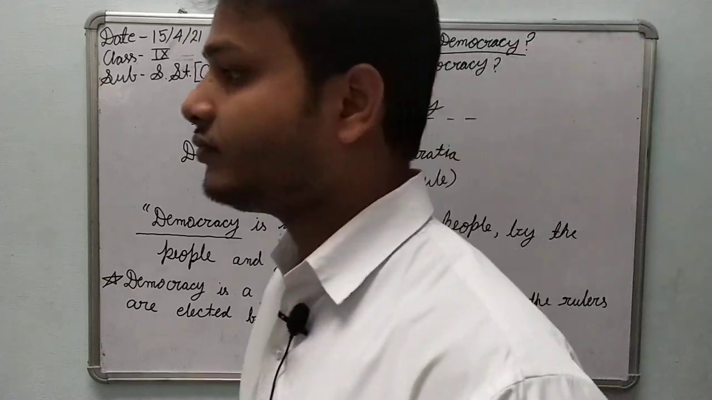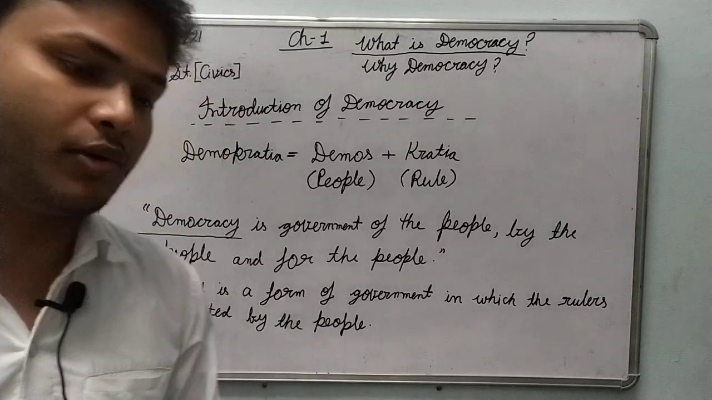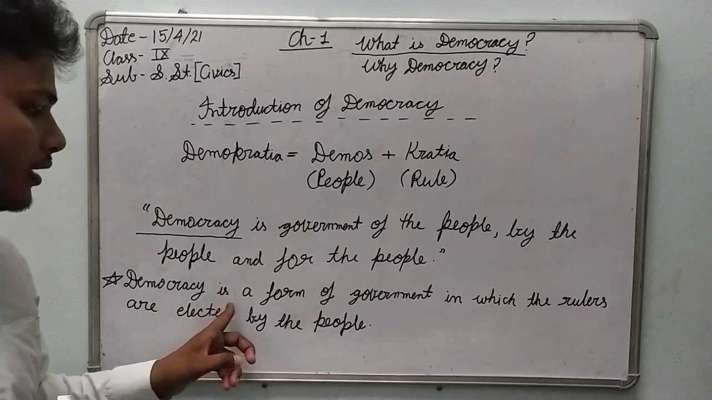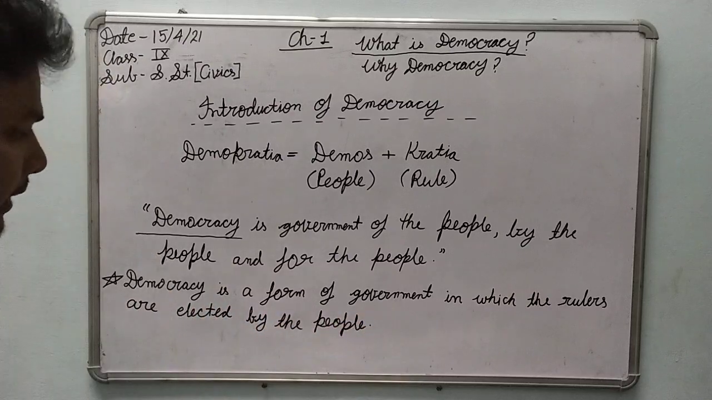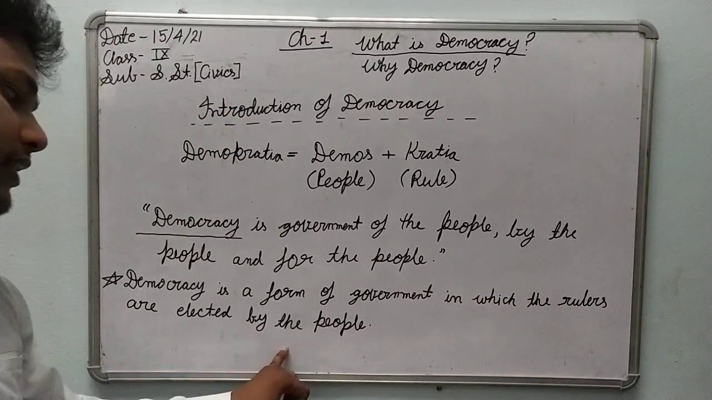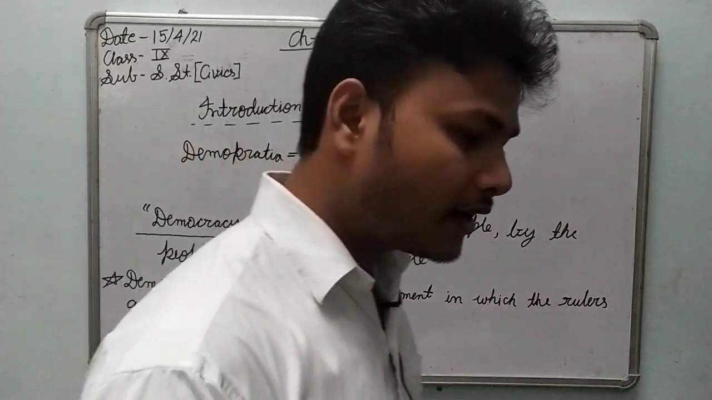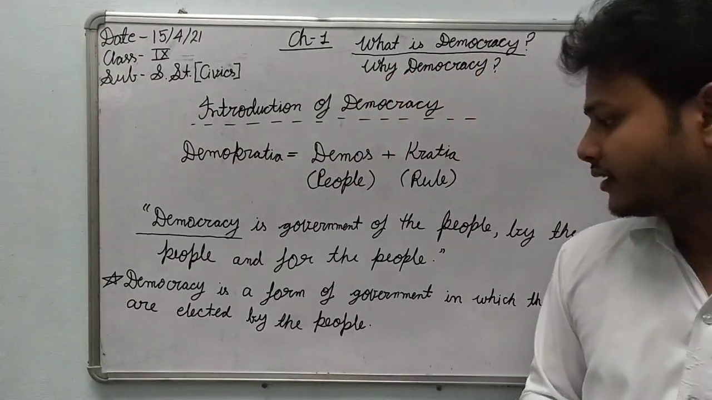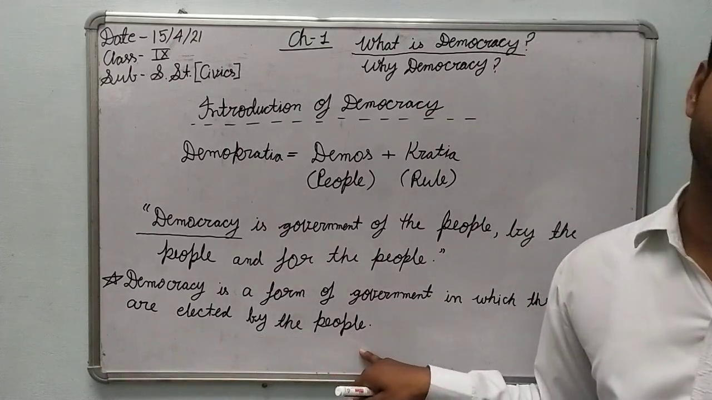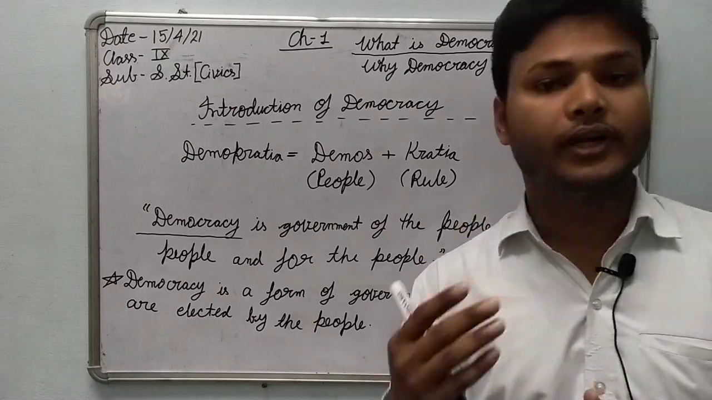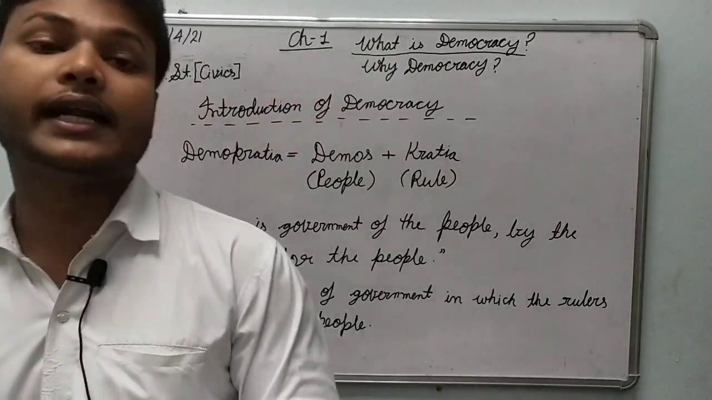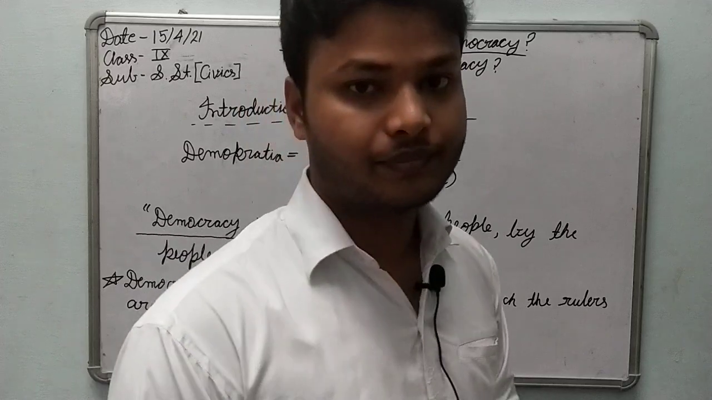And now the exact definition of democracy. What will be the exact definition of democracy? You can see here, democracy is a form of government in which the rulers are elected by the people. That means democracy is a government in which all the rulers are elected by the people, okay, by the people of that country. The people of that country themselves elect them. A type of government in which the rulers are elected by the people of the country.